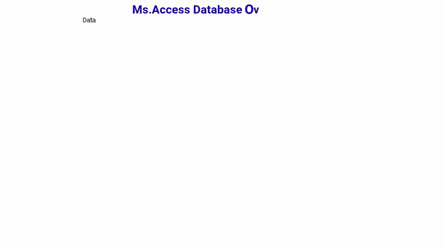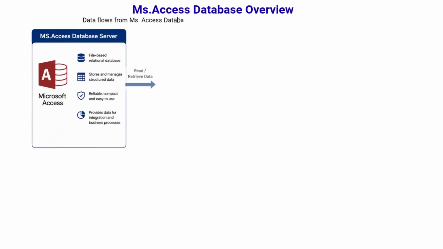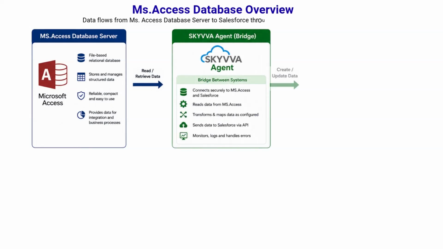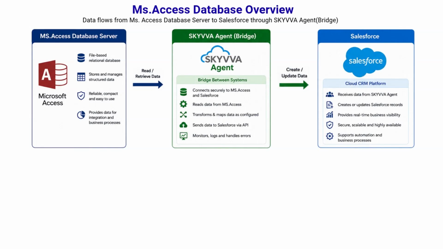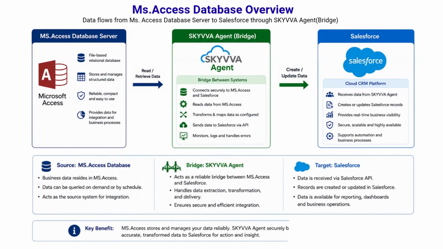Summary. In this video, we provided an overview of integrating Microsoft Access database with Salesforce using the SKYVVA agent. We explained the overall integration architecture, the end-to-end data flow, and the core processing scenarios, including inbound and outbound integration. We also demonstrated the database adapter and interface configuration, highlighting the supported operation types and how organizations can configure integrations based on their business requirements. By integrating Microsoft Access with SKYVVA, organizations can automate data exchange, reduce manual effort, improve data accuracy, and maintain reliable synchronization between Microsoft Access and Salesforce.